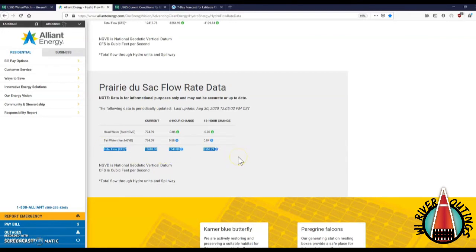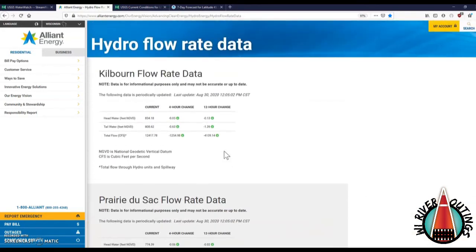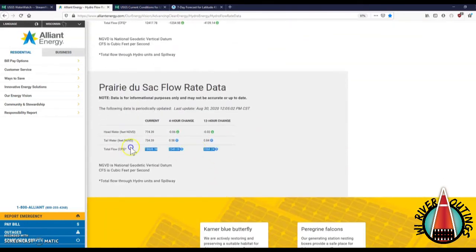Because we're still waiting for this bubble to go through, the water ahead of the Dells is still rising. Right now the current reading is 18,600. It is up 2,500 from what it was 4 hours ago, and it's up 3,500 from what it was 12 hours ago. So that helps you kind of go, all right, it's heading up right now. Everything above it, or the dam above it, is dropping. So at some point, these numbers are going to start dropping, most likely within the next 12 to 24 hours.